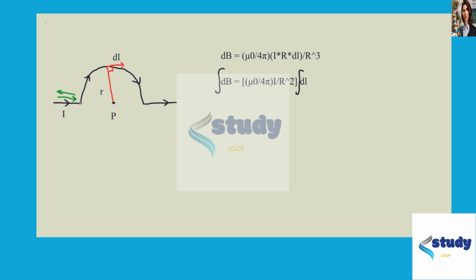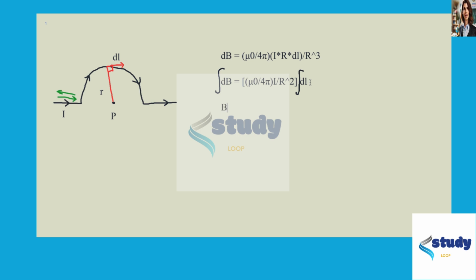Now, when we integrate along dL, dL is just this semicircle. So all we need to do is calculate the length of this segment. Remember, this is just half of a circle with radius r. So the circumference of this entire circle would be 2 pi r. But since we're just looking at this semicircle, this integral of dL is just going to be equal to pi times capital R.